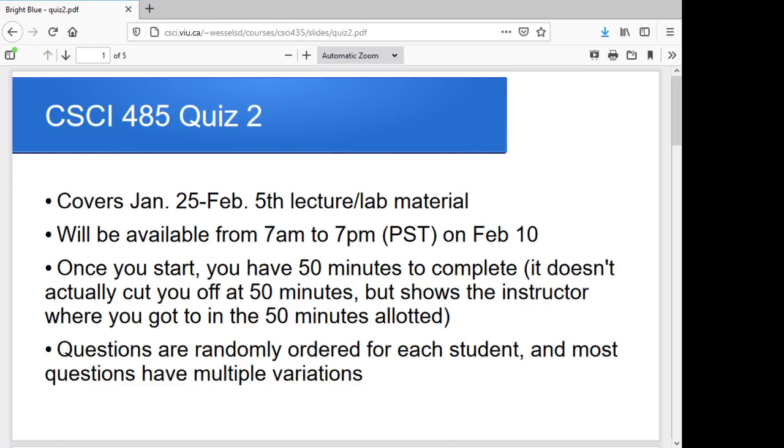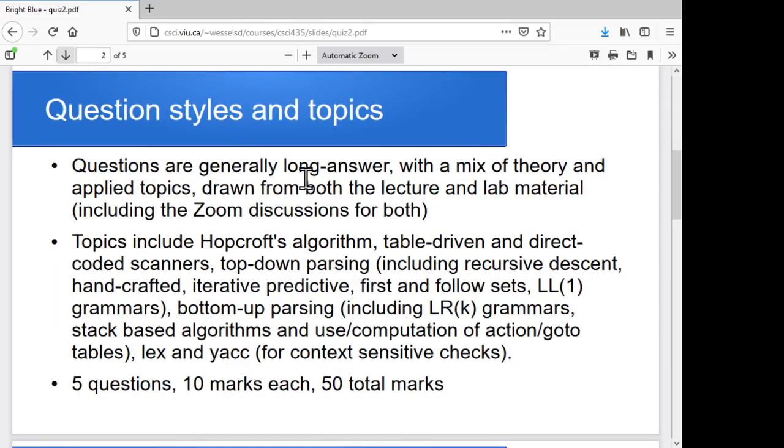All right, in terms of the content specifically for Quiz 2, this one's mostly long answer. We're getting into deeper issues and more involved algorithms, so they're generally long answer, a mix of theory and applied stuff. And again, it can be anything from the lectures, anything from the labs, anything from the Zoom discussions.